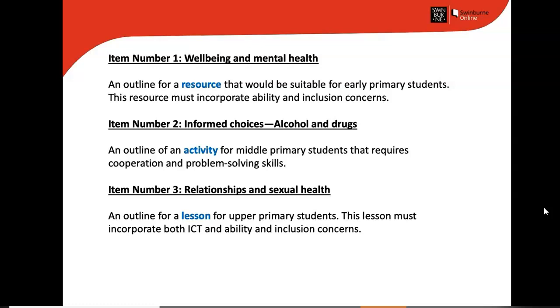Item number 3, the final one: relationships and sexual health. This time it's an outline for a lesson for upper primary students. This lesson must incorporate both ICT and ability inclusion concerns as well. Draw your attention, it's a lesson, so it's not an activity or a resource, it's an actual lesson, and it must include some ICT, and you need to discuss your ability inclusion concerns as well.